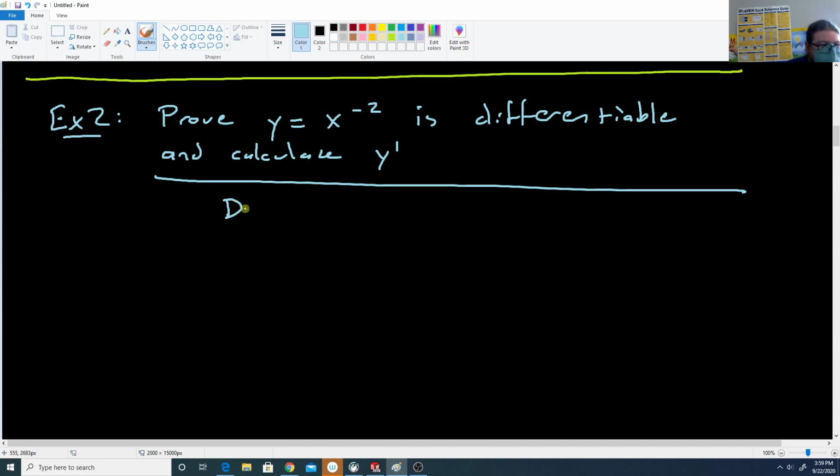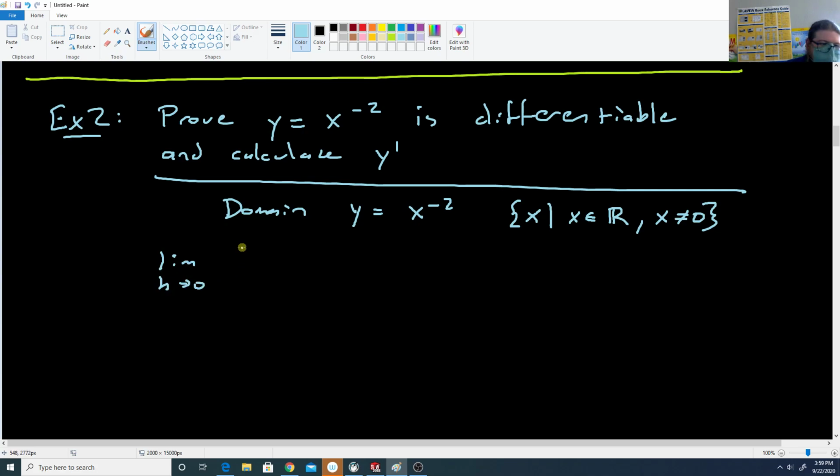So the domain of y equals x to the negative 2 is the set of all x such that x is an element of the real numbers and x is not equal to 0. So this set here is the domain. We're trying to show for all x's that are real numbers except for 0 that the limit as h approaches 0 of, I'm still going to write it as f of x plus h, even though the function there is y, just so it's clear what we're using.